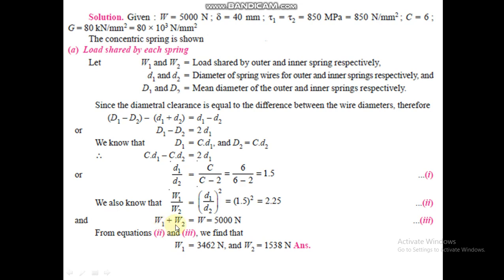But w1 plus w2, that is total load, is given as 5000. So from second and third, these two equations and two variables, we will solve the two equations to calculate w1 and w2. So W1 will be 3462 Newton and W2 will be 1538 Newton.